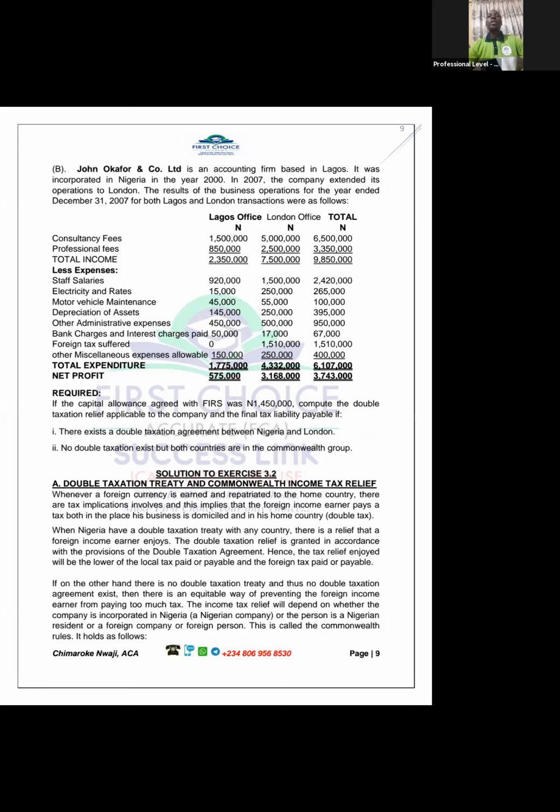Now, compute the double taxation relief applicable to the company and the final tax liability payable if, number one, there exists a double taxation agreement between Nigeria and London. So they said there is a taxation agreement. So we are going to solve that first part the way we solve the first example. Then they said no double taxation exists, but both countries are in the Commonwealth group. Then we are going to solve this second part using the Commonwealth principle.